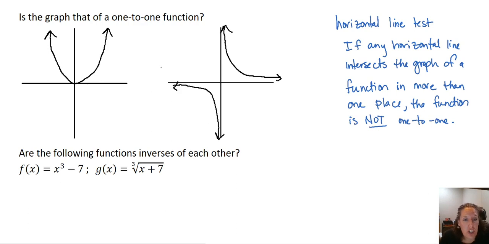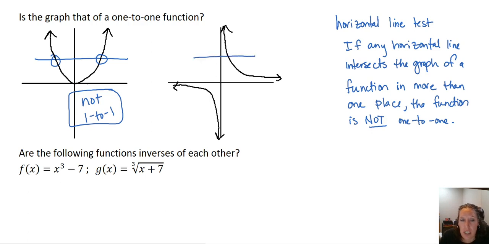And so to determine whether these two graphs are those of one-to-one functions, we're going to look at a horizontal line. We see that with our parabola here, our horizontal line intersects it in two places, so that means this is not one-to-one. For our rational function on the second graph, none of our horizontal lines would intersect in more than one place, and so this function is one-to-one.